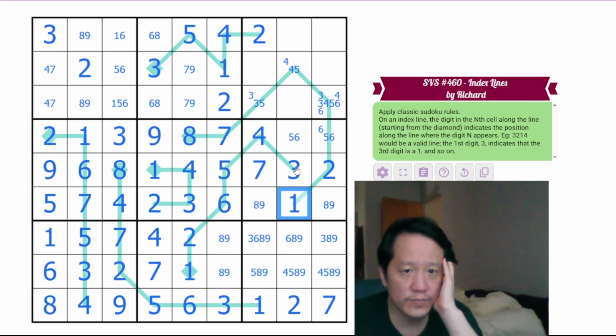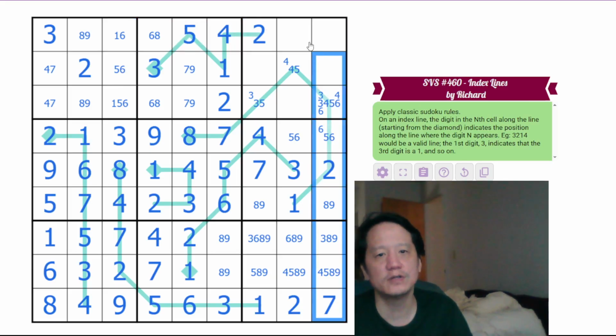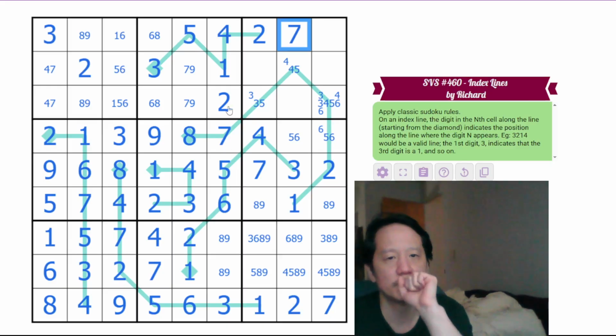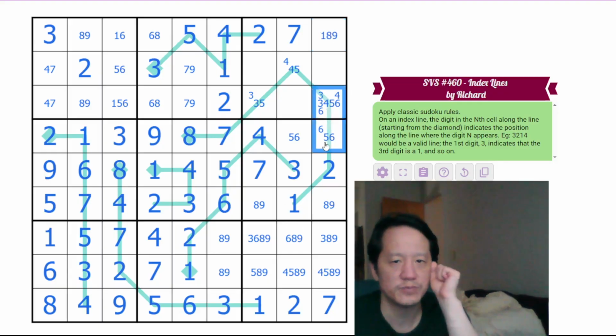Okay. Where is 7 in row 1? Cannot be here. Can't be here because of 7 in the column, so 7 has to be here. That leaves this as 1, 6, 8, or 9. Cannot be 6 because one of these is guaranteed to be 6 here.